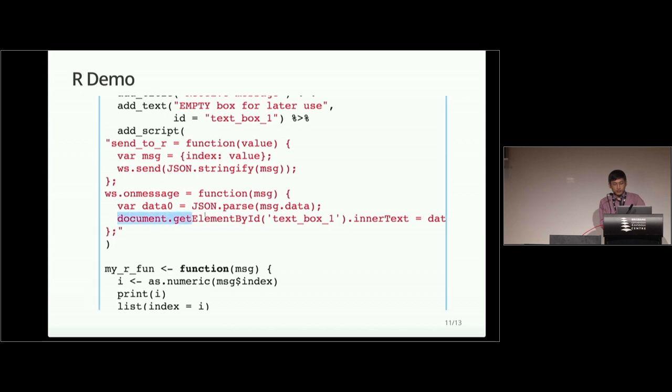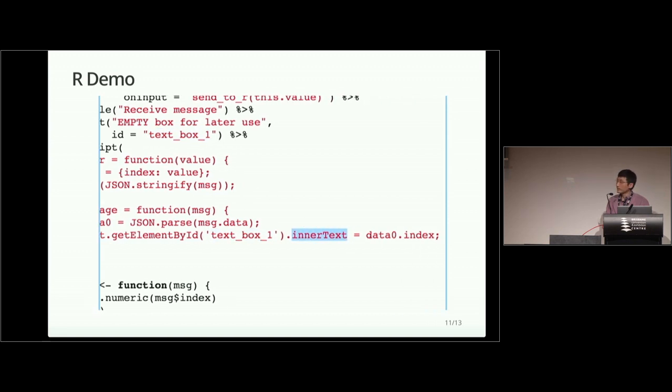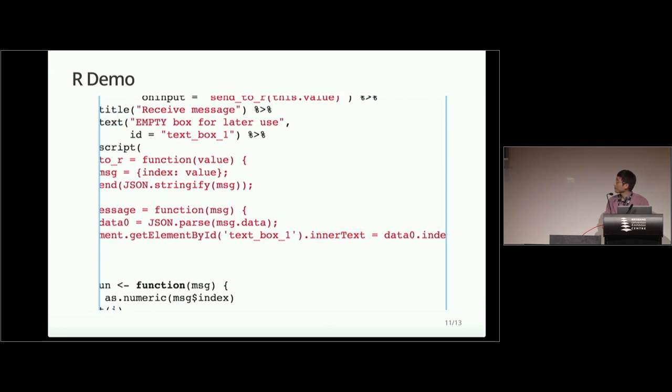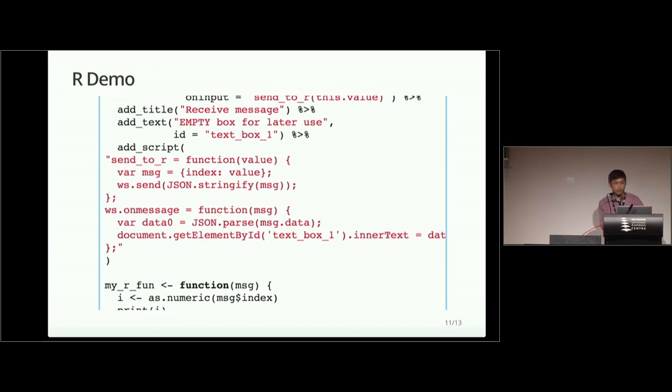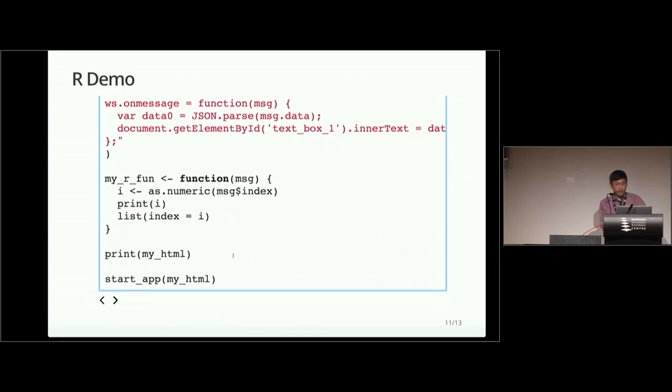And the last bit is a bit long. It's document dot, so it's your HTML dot getElementById. Just now we have a text box with ID textbox1. So I just get that element, I change the inner text, and then assign it to be data0 dot index. Okay, so we have completed the entire trip from JavaScript to R and return. Finally, I just need to put the R function there and put the server there. Then I have a complete simple app here.